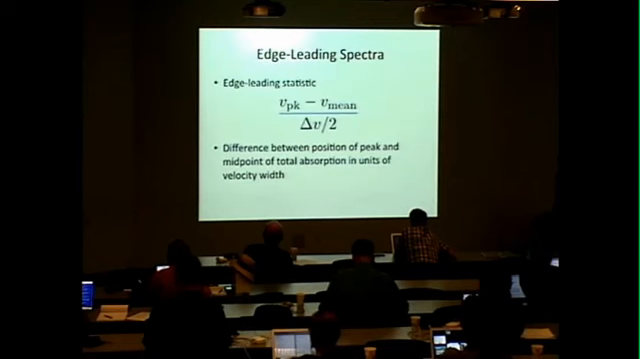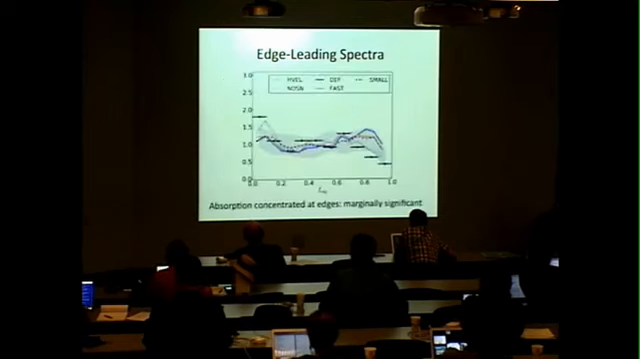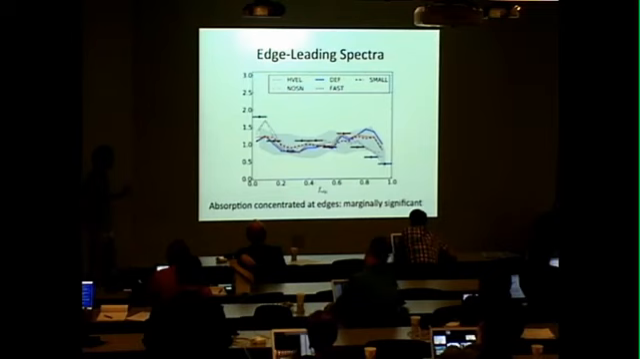Right, so this statistic is the difference between the peak velocity and the mean velocity in units of velocity width. This is what we get. OK, so this is a somewhat interesting question. This is the data, and each of these lines is the simulation.